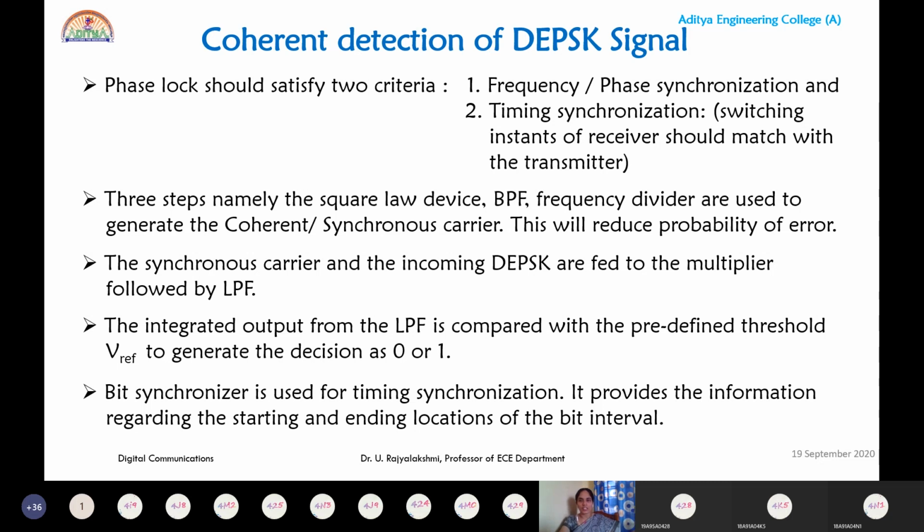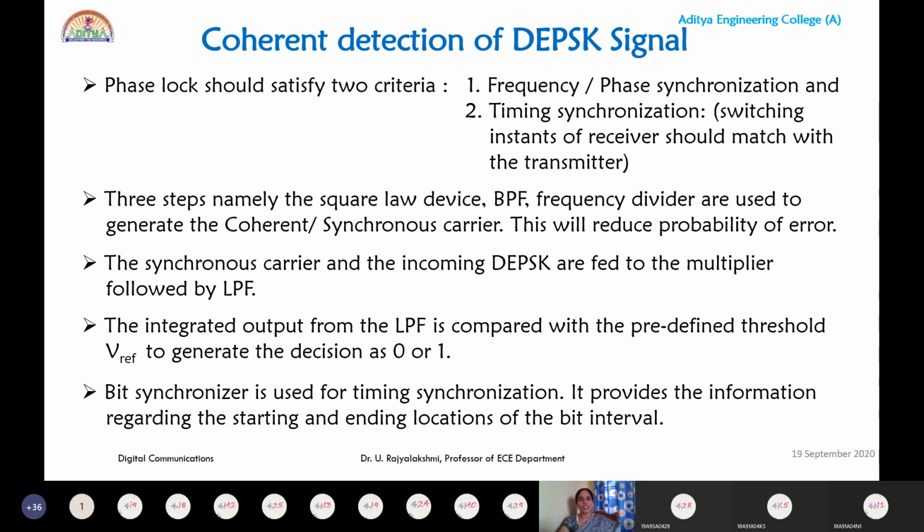Now if you observe timing synchronization, this bit synchronizer is able to generate a series of pulse train with the width of Tb, equal to the bit duration. Based on the width corresponding to the bit duration, you can operate the two switches used at the integrator.